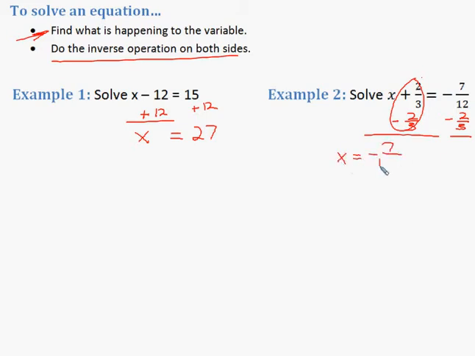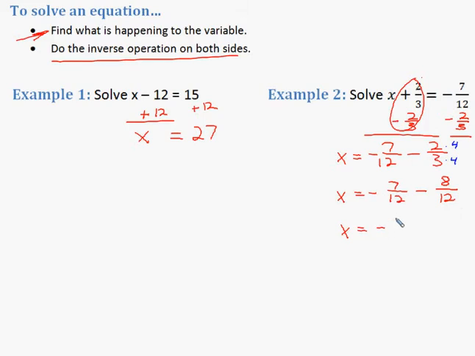Well, we can't right away do that problem because we don't have common denominators. So we're going to find a common denominator. The common denominator of 12 and 3 is just 12. So we'll multiply this by 4/4. And so we're going to have x equals negative 7/12 minus 8/12, because 2 times 4 is 8, 3 times 4 is 12. And now we can answer this.